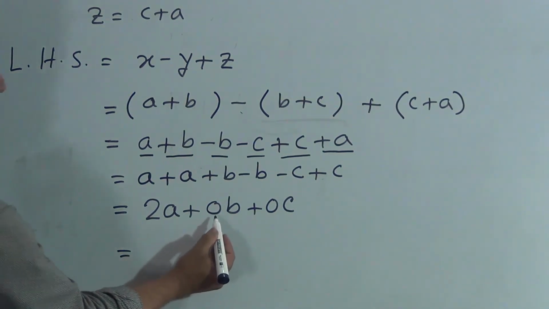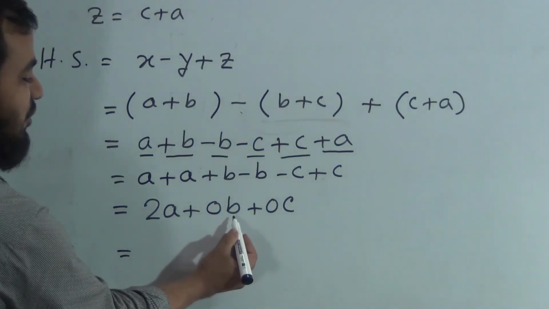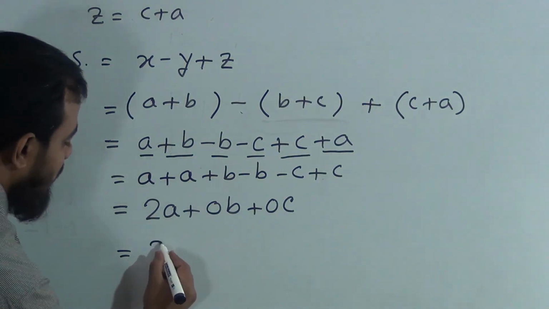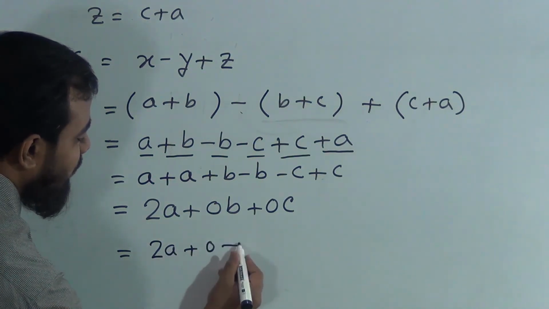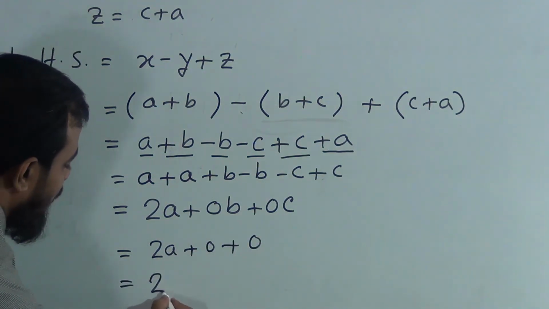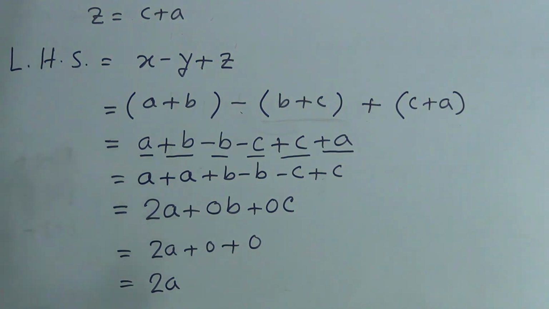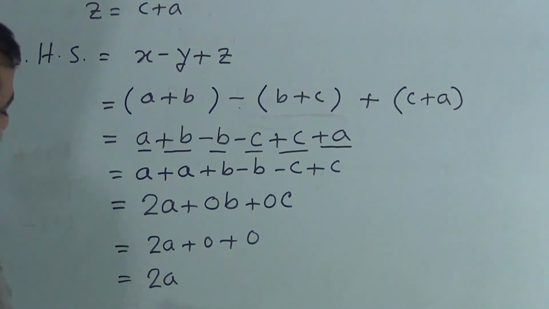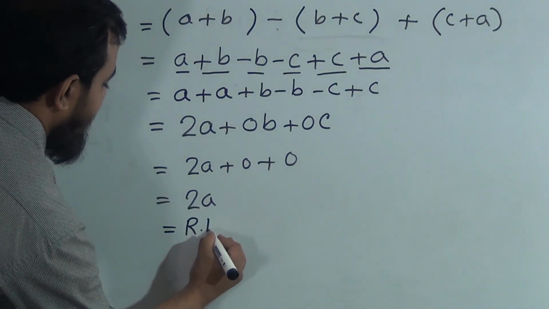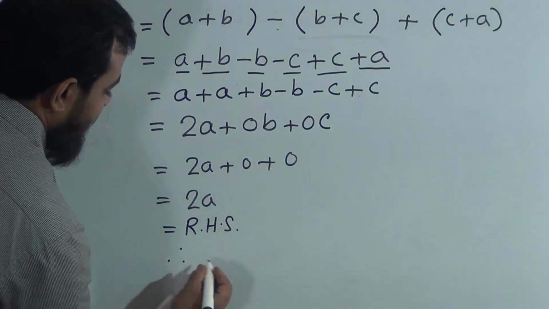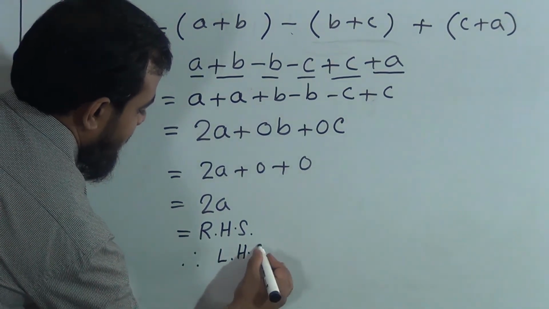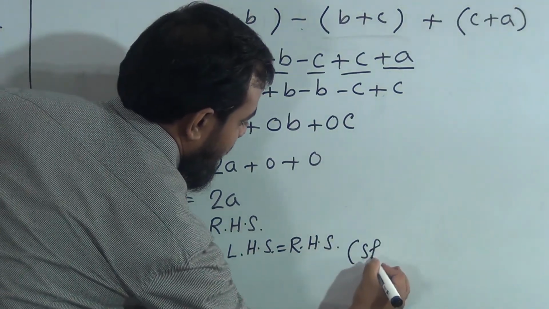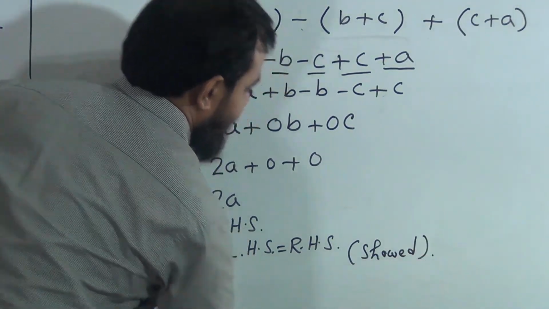When we multiply 0 with anything, we will get 0. So it will be twice a plus 0 plus 0. That means we can write down twice a. Okay. So on the right side we need twice a. That means the proof is already done. So we can write down that the left hand side is equal to the right hand side. And this is short.